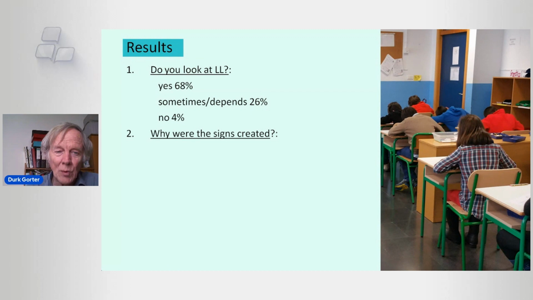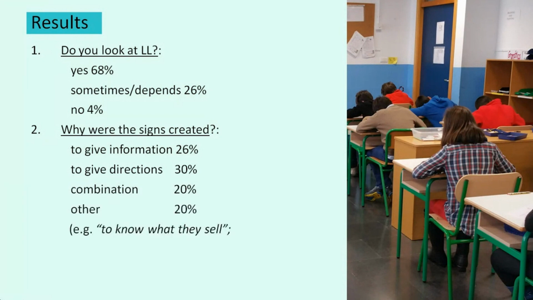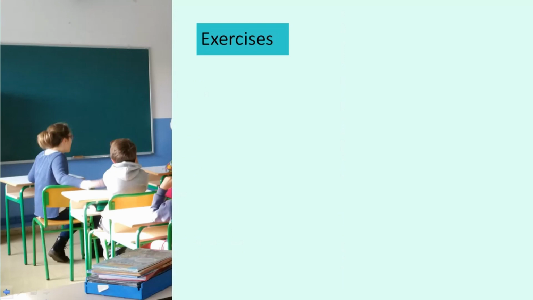And we asked them also why the signs were created, and that's interesting. A quarter said to give information, to give directions, a combination of the 2, and some said other. And then they answered things like to know what they sell or to know what is in each shop. So those answers were given by these children.